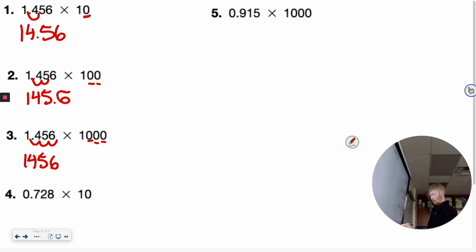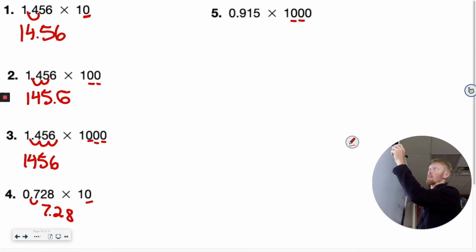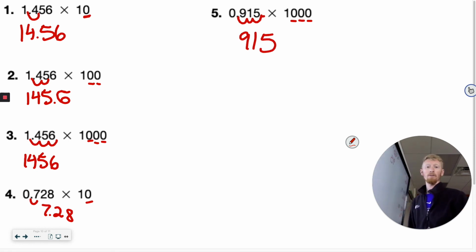Number 4, I have 1 zero here, times 10, so I move 1 spot over, so I have 7.28. And number 5, times 1,000 would be 3 zeros, so 3 spots to the right. 1, 2, 3. So now my decimal is at the end here, so 915 would be my answer there.